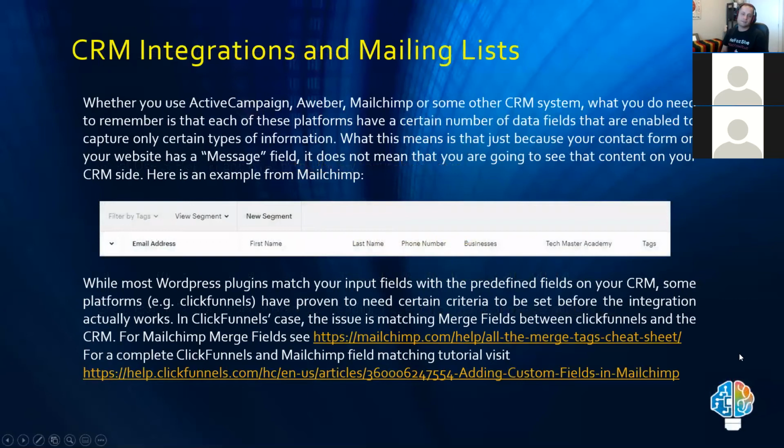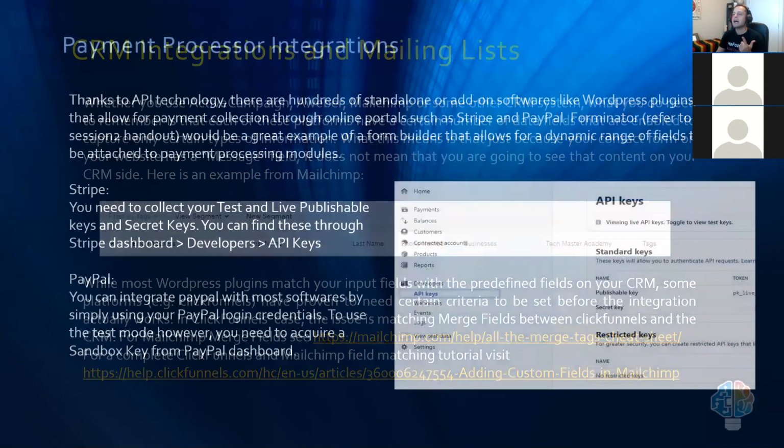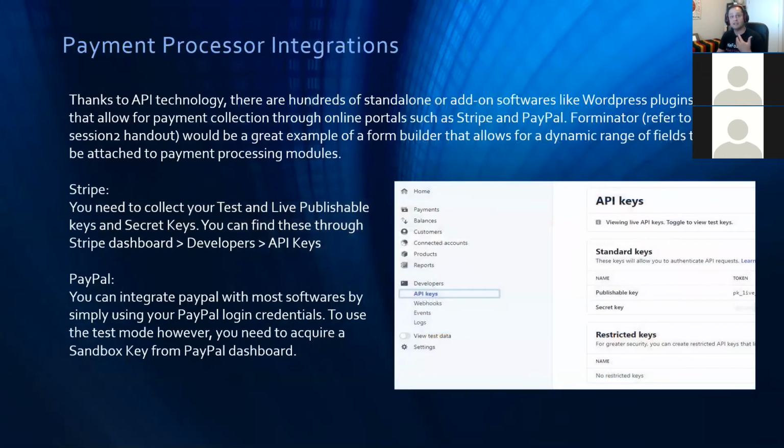The last piece of the puzzle, my friends: CRM integrations and mailing lists. Considering the amount of time that we have, I'm not going to read through this, but I will explain everything to you as I'm working on the pages to show you an example. The example I'm going to be giving you is, number one, CRM integration. In this case, we're going to do MailChimp with both WordPress and ClickFunnels. And we're going to take a look at payment processing. In this case, it's going to be Stripe.